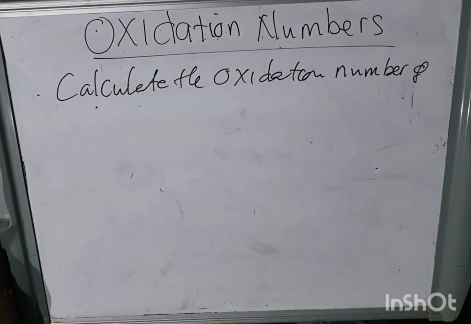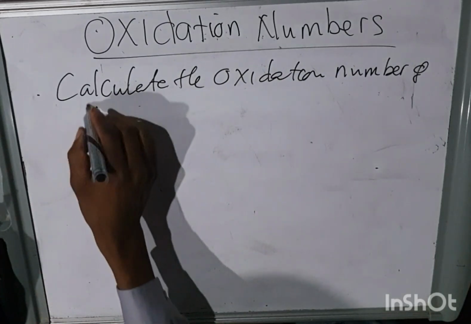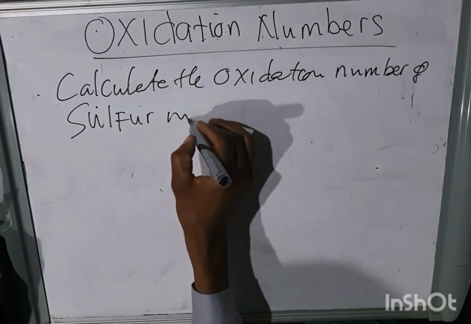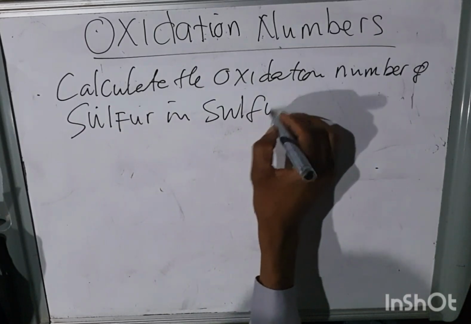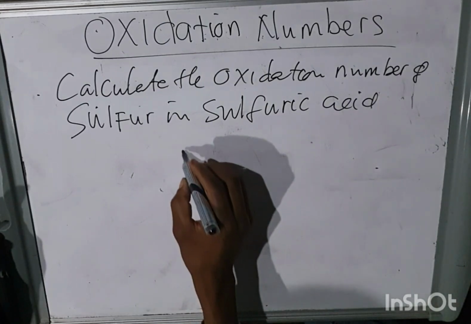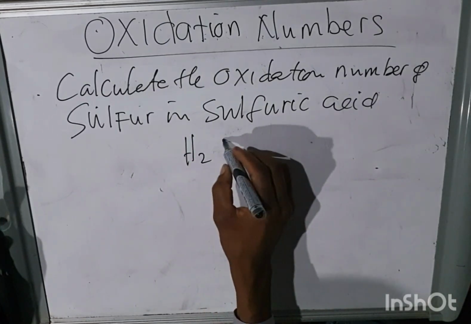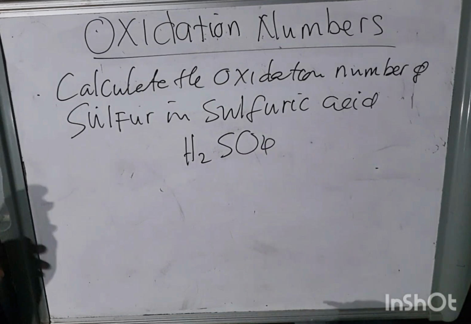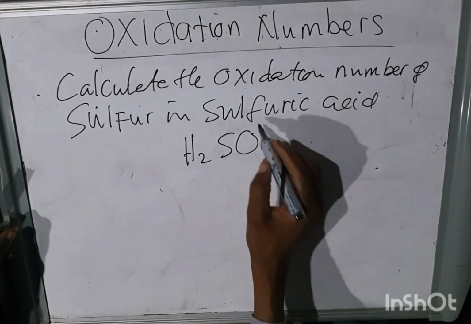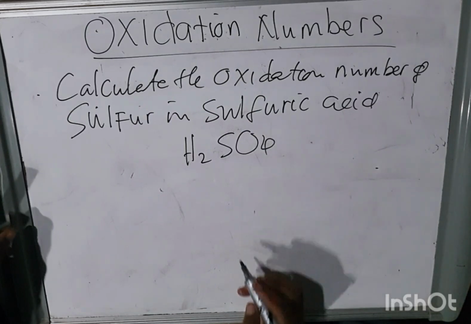So what is the oxidation number of sulfur in sulfuric acid? Sulfuric acid is H2SO4. Okay, we have 3 elements now. The charge still remains 0. We don't have any oxidation number on top.